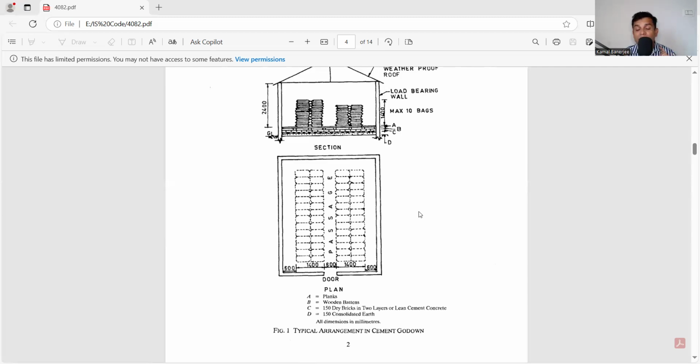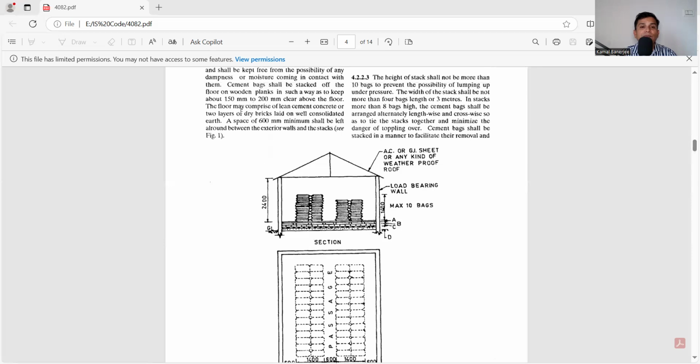So what will the floor be? The floor will be compacted earth, then PCC or dry bricks in two layers, then a wooden batten, then a wooden plank. So it is recommended that moisture from the soil cannot come in contact with the cement. This is the recommendation. Then the floor may comprise lean cement concrete or two layers of dry bricks laid on well consolidated earth.